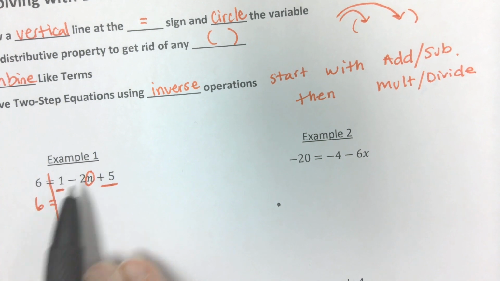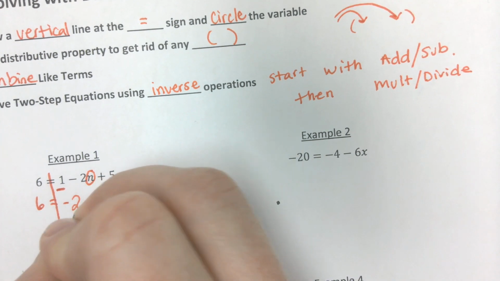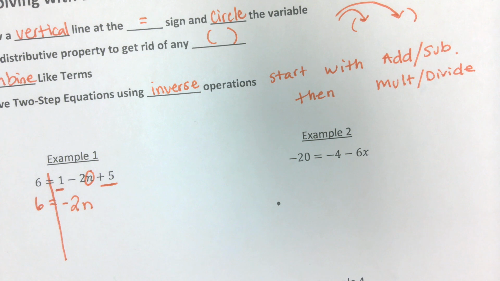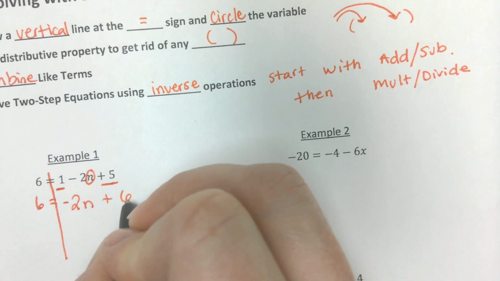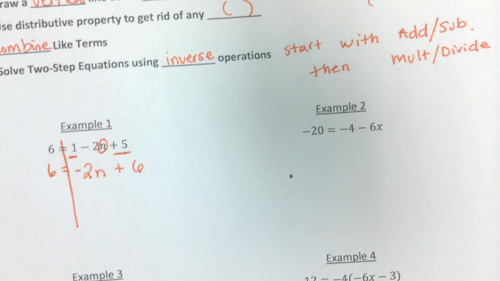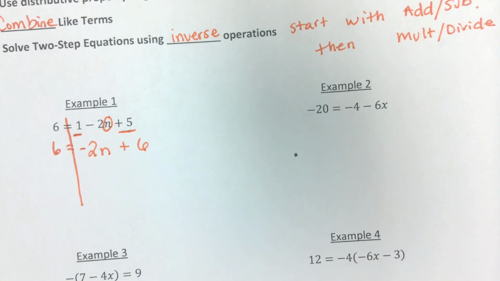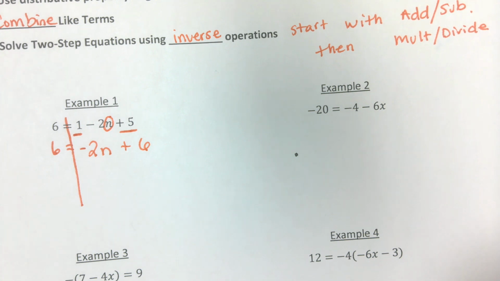But I'm going to go ahead and carry down this negative 2n because that can't be combined with anything. Then I'm going to combine the 1 and the 5 to make 6. So now we just have a two-step equation because we've combined like terms. So we're going to start with add or subtract.